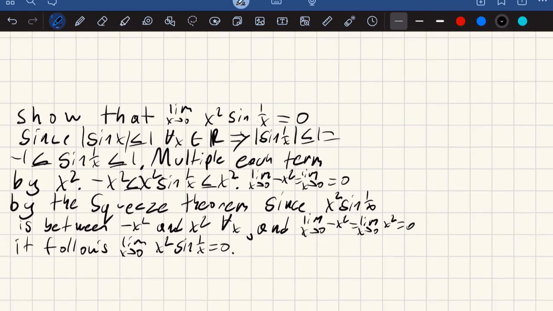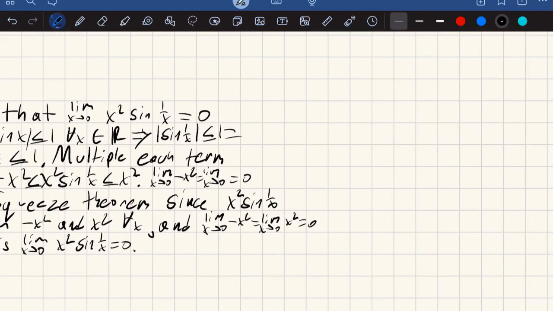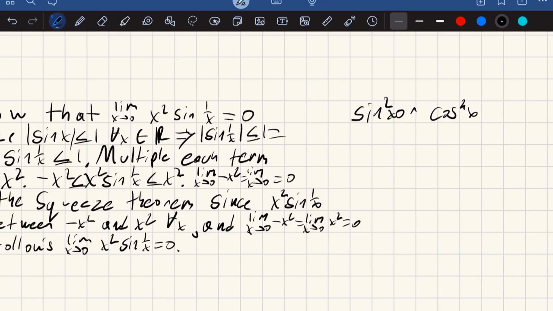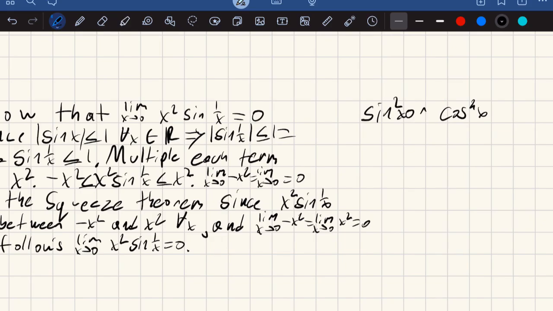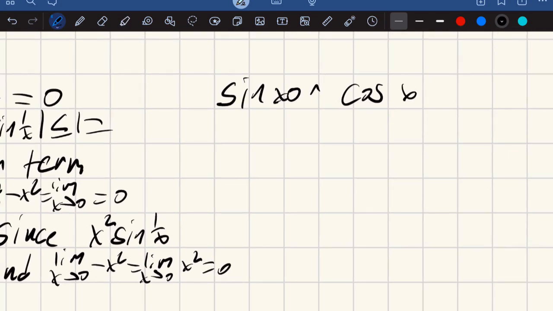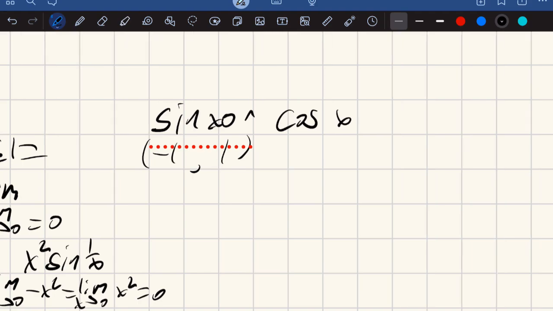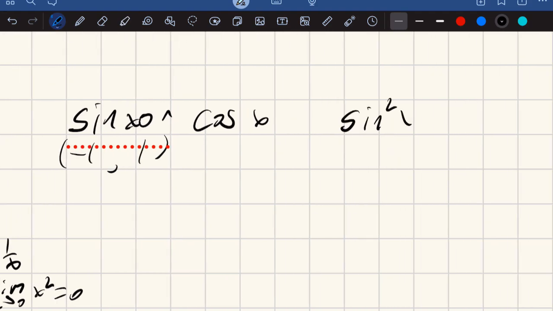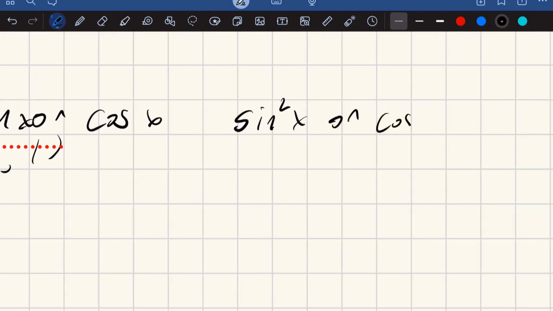Usually on squeeze theorem problems, you would get either sine or cosine, and then their squared variations. And then you just make their range inequality. You should know that for both sine of x and cosine of x, their range is negative 1 to 1. And if it was squared, it would be 0 to 1.